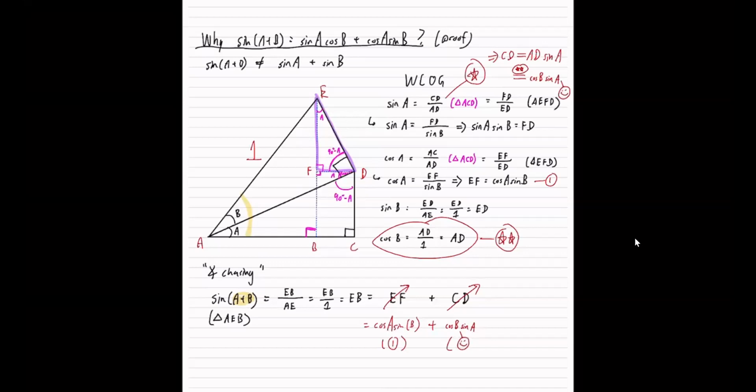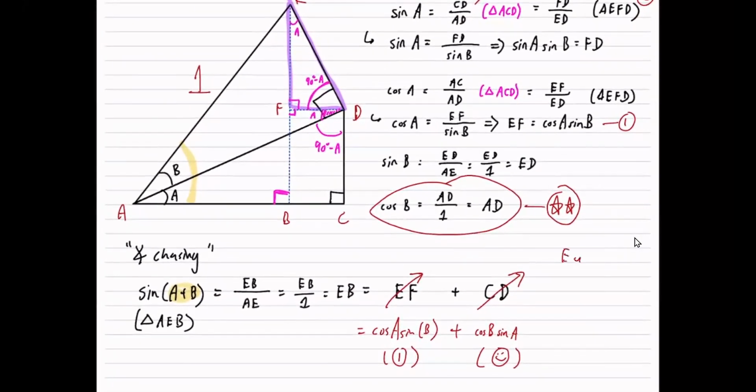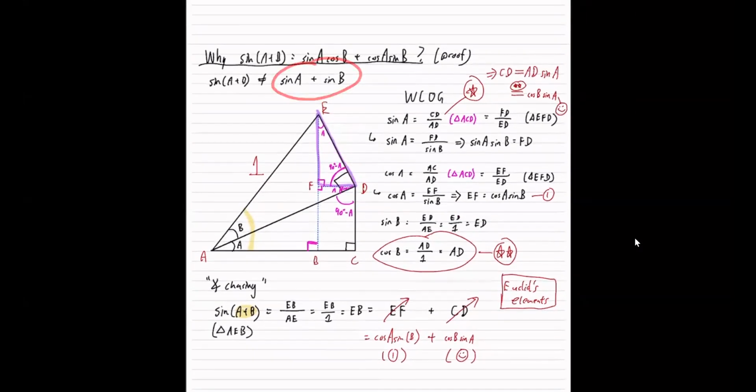This was written thousands of years ago. This proof, in a different language, in Greek, in Euclid's Elements. If you're interested, you can go and read. It's very thick. So that is how you get the formula. It is not the same as sine A plus sine B.